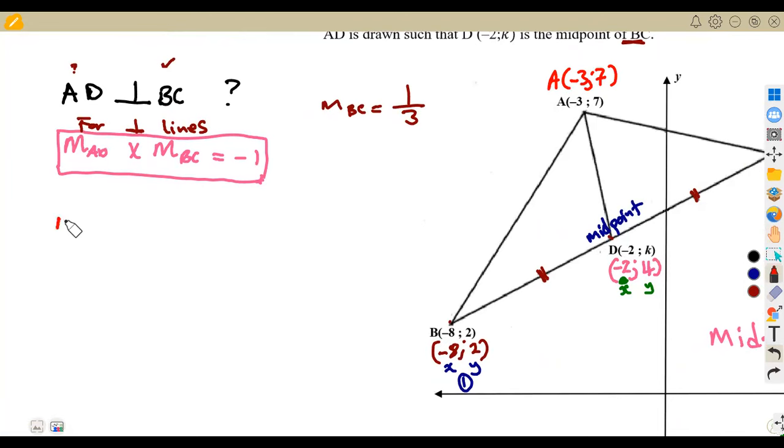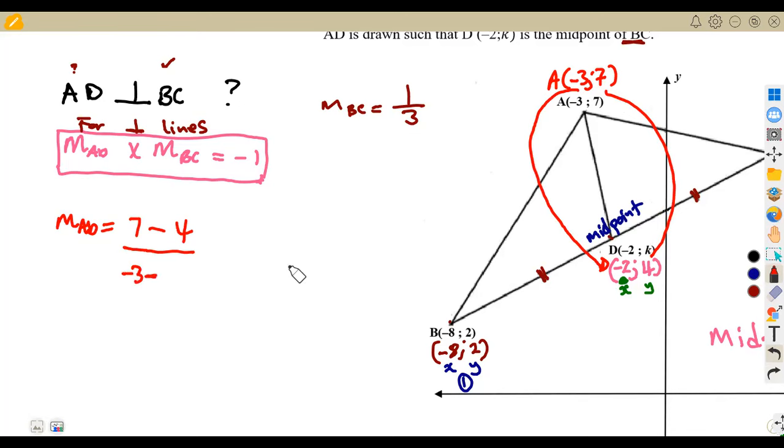So you're going to calculate the gradient of the line AD. Remember, I said the gradient is the change in y over the change in x. So we have to subtract the y values: 7 minus 4. Since I started with this point, I'm supposed to do the same thing on the x values. I'm going to start here, so it's -3 minus the x value of the other point D, which is -2. You just open a bracket for that.